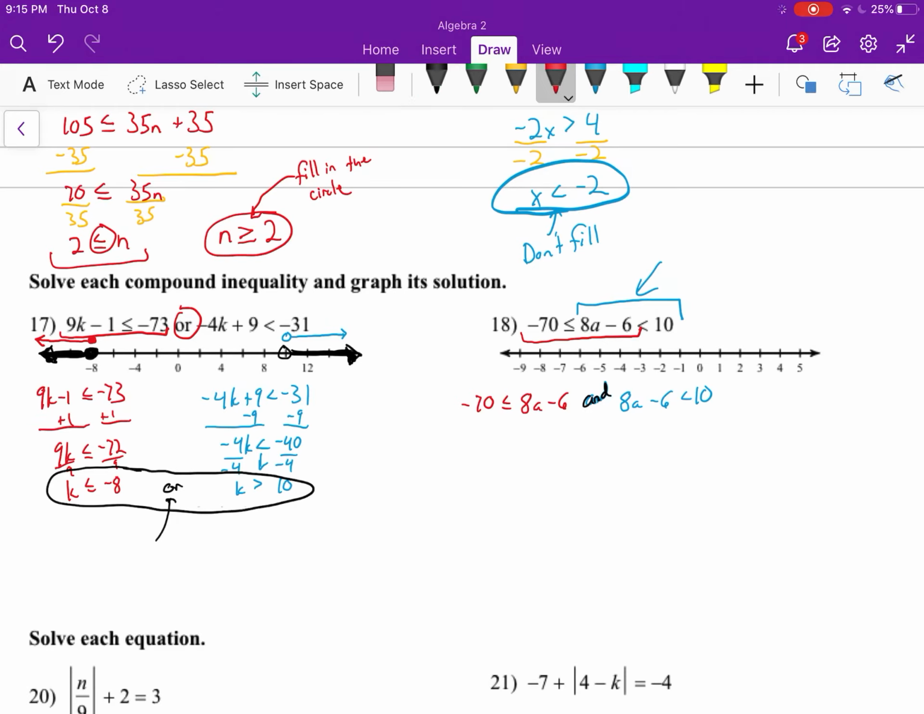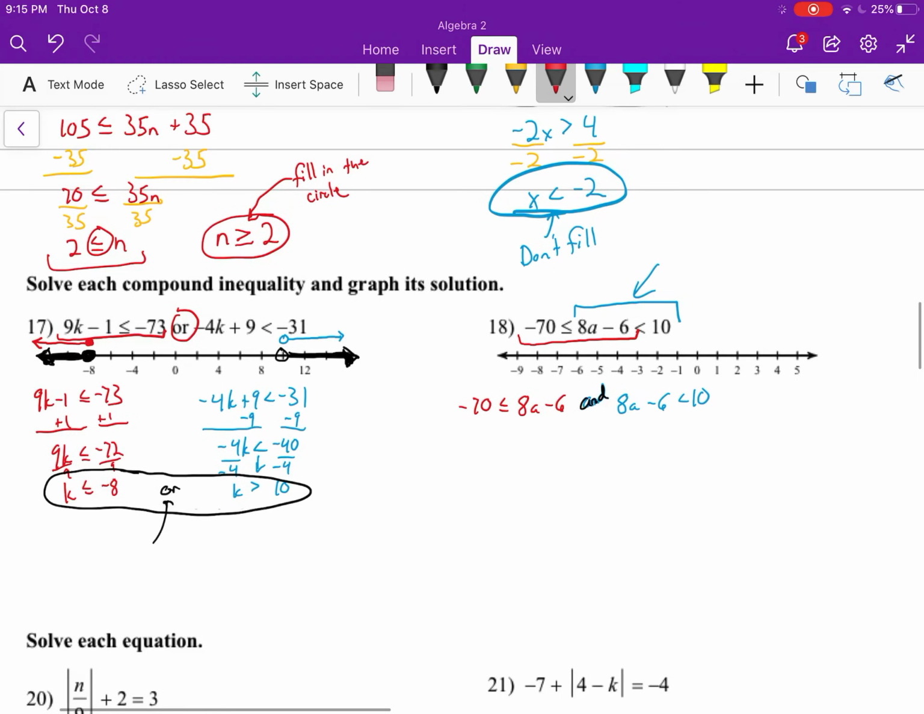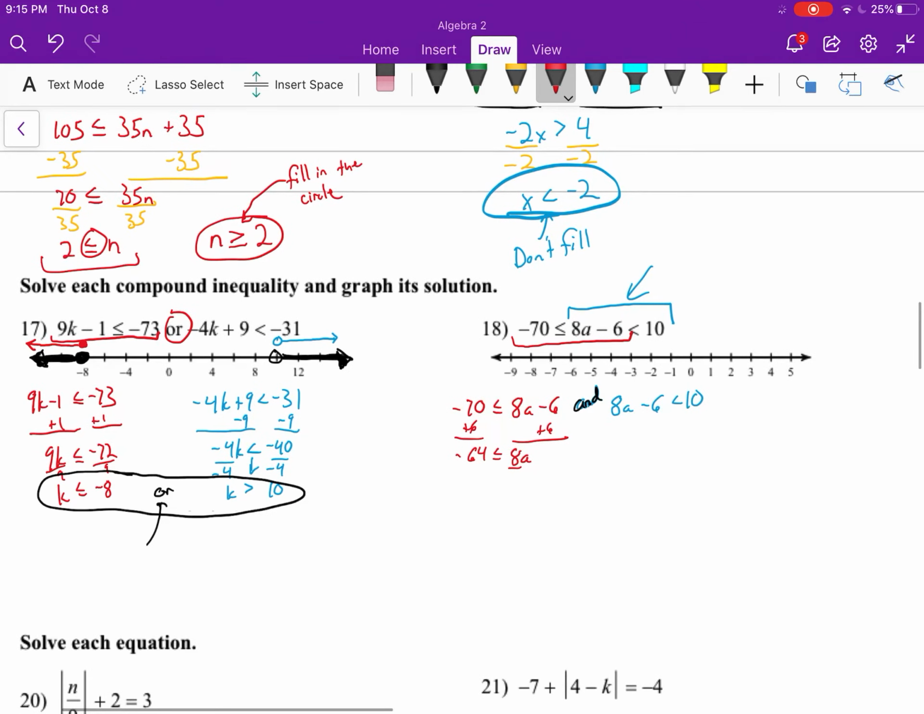We solve each of these individually. So we can add 6 to both sides. We get negative 64. So just be careful about your arithmetic. Is less than or equal to 8a. We'll divide both sides by 8. We're not dividing by a negative, so we don't have to switch the sign. So this is negative 8 is less than or equal to a.